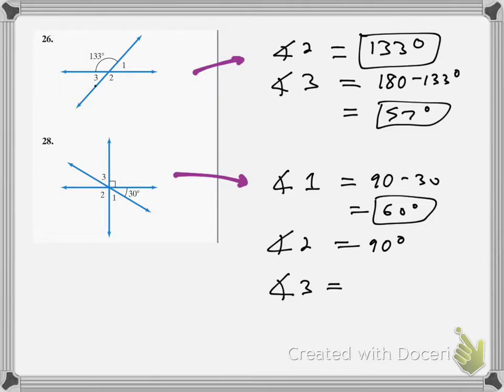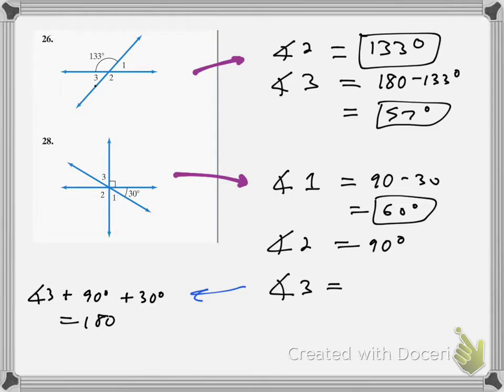That's an interesting one. Well, there's a couple ways we could think about it. The easiest way is to look at this and go: angle 3 plus this 90 degree angle right there plus this 30 degree angle all add up to a line, which is 180 degrees, isn't it? So a note here: angle 3 plus 90 degrees plus 30 degrees equals 180.